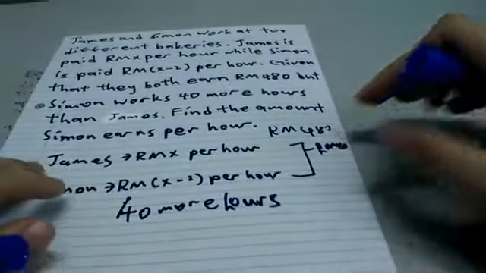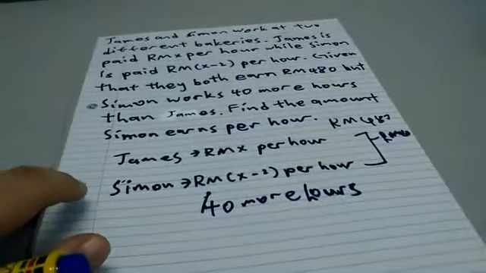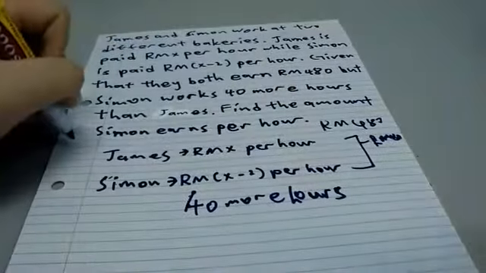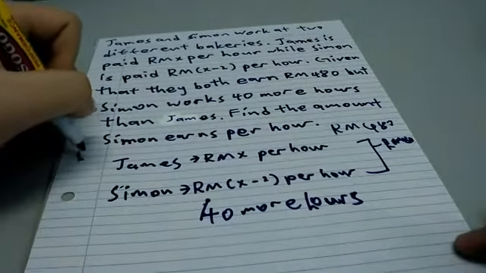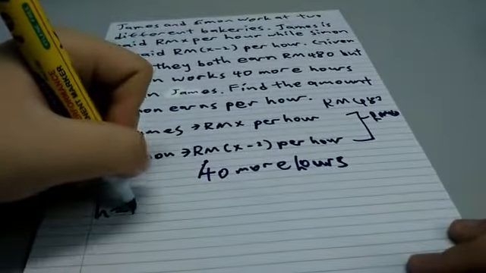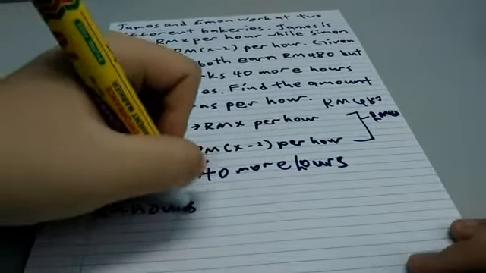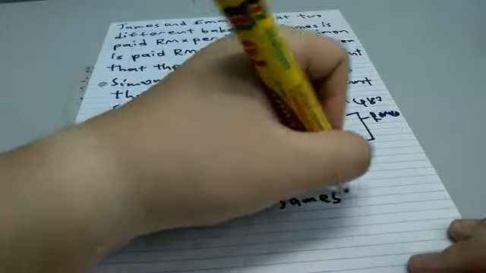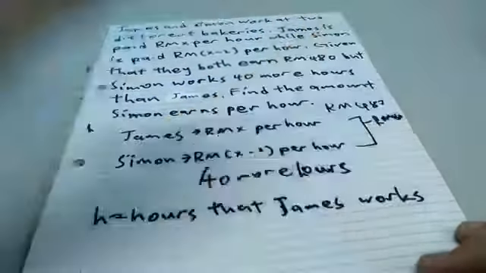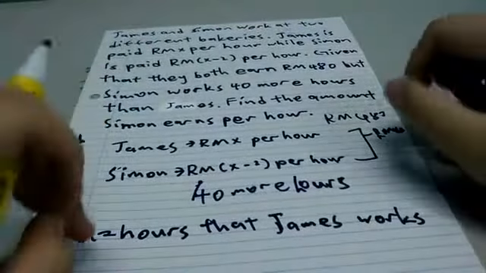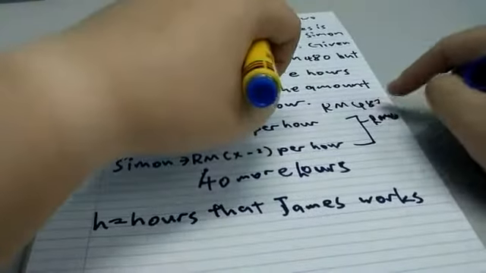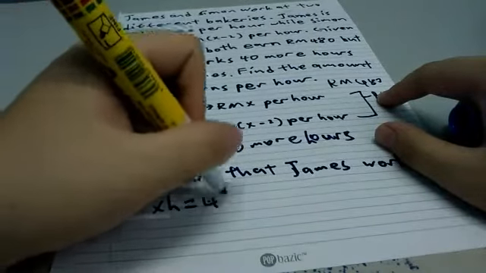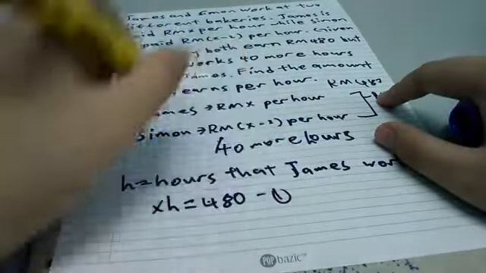So to solve this problem, I need to add another variable, which is the time. Let's say h is equal to the hours that James works. And I know that when h is multiplied by x, I can get 480. So the first equation is xh is equal to 480. This is equation number 1.